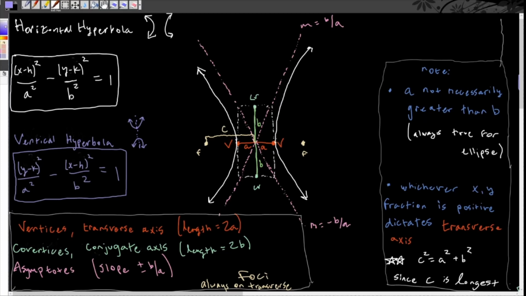Also, I didn't mention earlier, but the slope of these asymptotes is b over a. Well, that makes sense because they go through these corners. And to get from the center to the corner, you have to go b units up and a units over. It's literally just rise over run. So the ratio between a and b dictates how wide the hyperbola is.